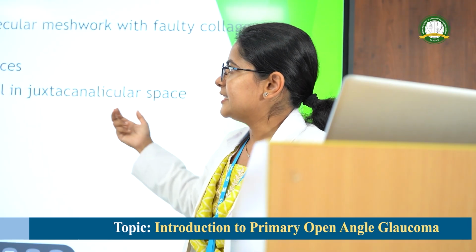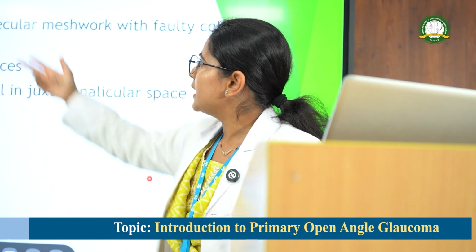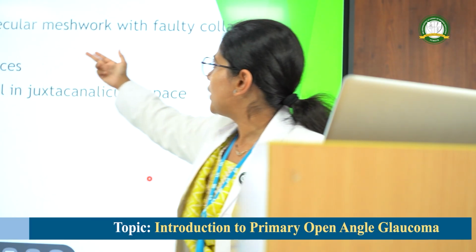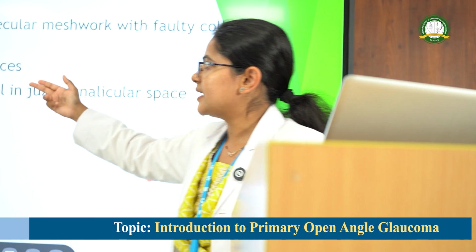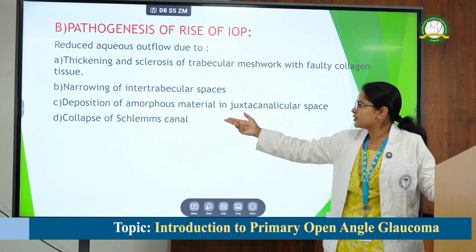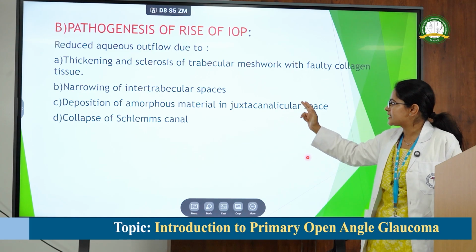Pathogenesis of raised intraocular pressure. So, how does intraocular pressure rise? Thickening and sclerosis of trabecular meshwork with faulty collagenous deposits, narrowing of intratrabecular spaces, deposition of amorphous material in the juxtacanalicular space.